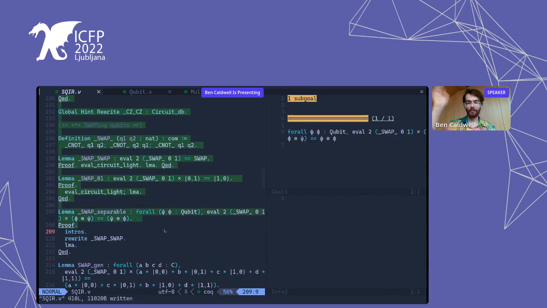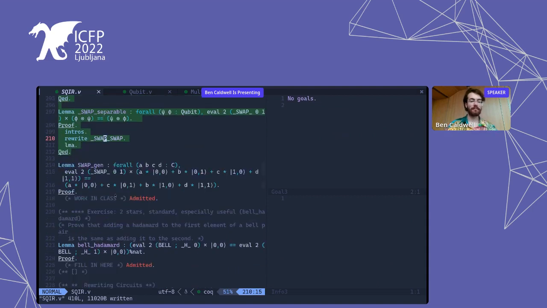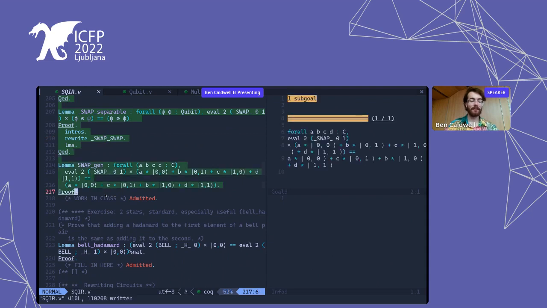Right, and so we can then show swap is separable using this rewrite with swap, which just turns into a matrix, and then LMA solves that for us directly. All right, so we now have the generic version of swap, where we're looking at swap operating on this total quantum state and showing that it moves these values around in the exact way you might expect, where B and C get swapped and A and D remain in the same spot.